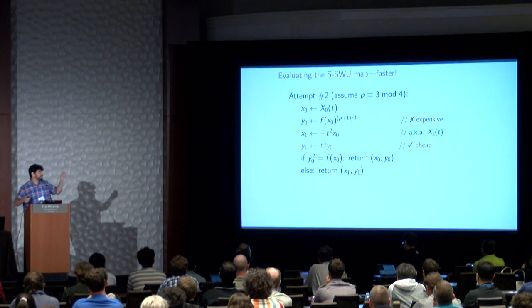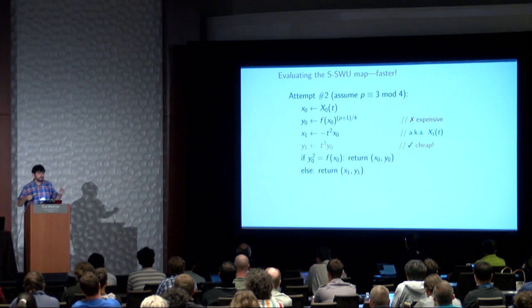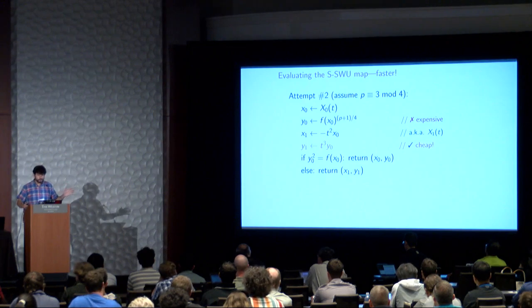All we have to do is plug that back into the implementation. So the only thing that changes is line 4. We can do a cheap multiplication instead of an exponentiation. And boom, we're down to one exponentiation. So are we done? Well, kind of. So I swept one thing under the rug.